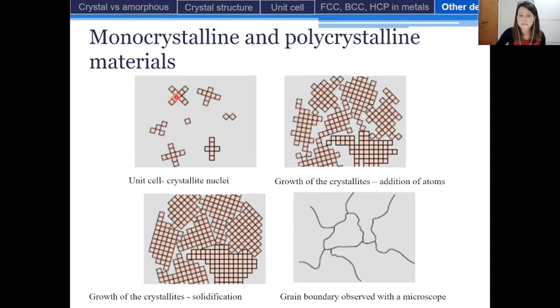And some atoms will diffuse to this unit cell and create a second unit cell, a neighbor unit cell. This first unit cell we call the crystalline nuclei, okay? And then with the diffusion of these atoms to this first crystalline nuclei, we have the growth of the crystallites by the addition of these atoms. These crystals, or what we call crystallites, will continue to grow up to solidification, so they cannot grow anymore. The atoms are involved in these crystals.